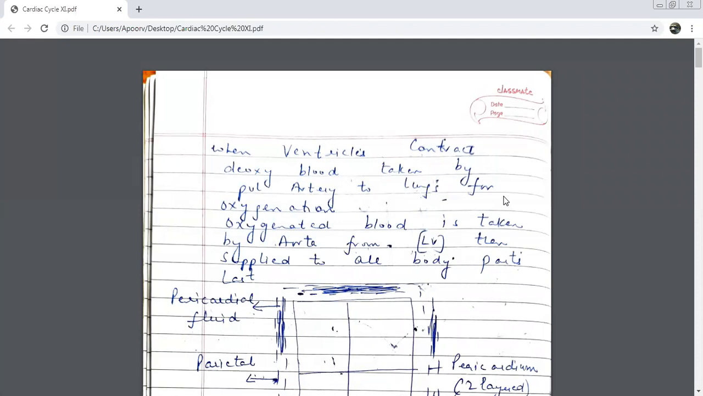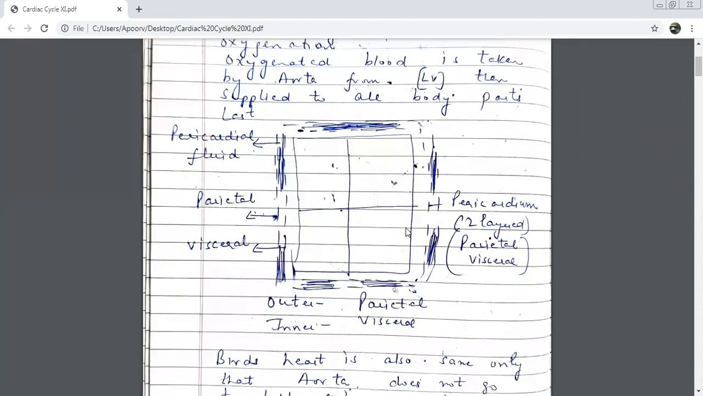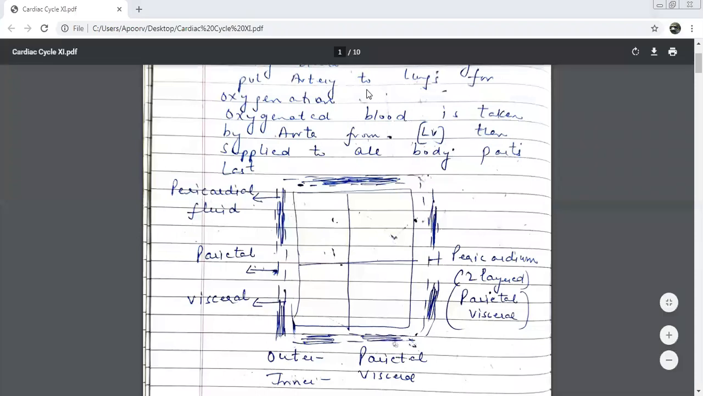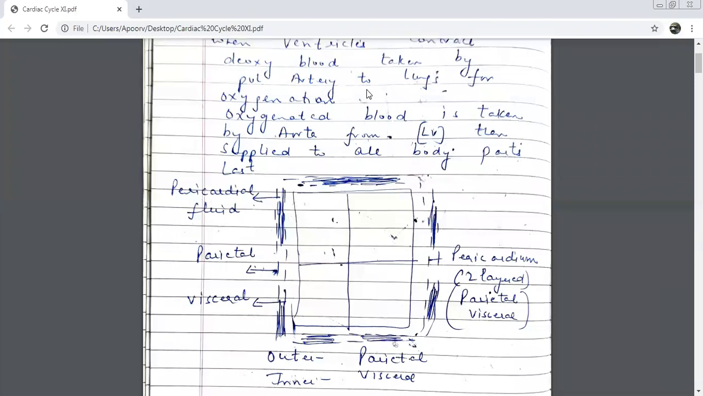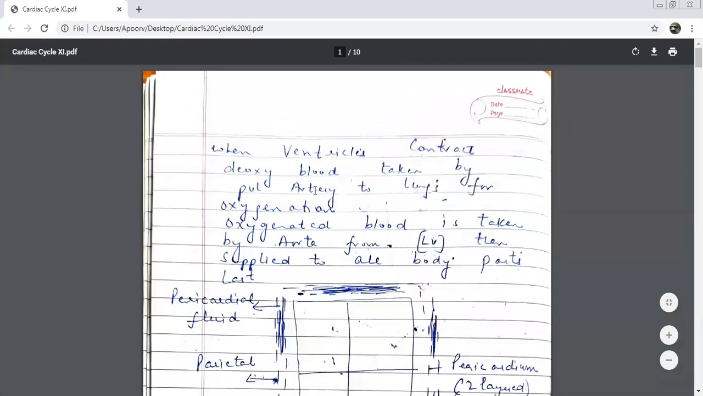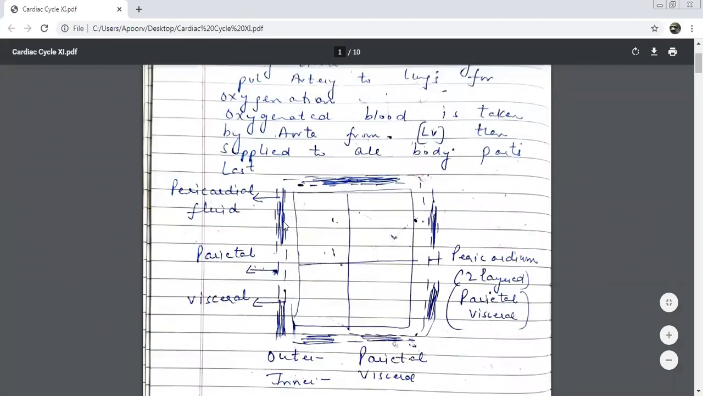But before that, beta, I would like to tell you one more thing. These are the 4 chambers of the heart. Basically, you have learned that auricles contract, then ventricles contract. You have done the structure of the heart. Now, when ventricles contract, this blood is taken by the pulmonary artery to the lungs for oxygenation.